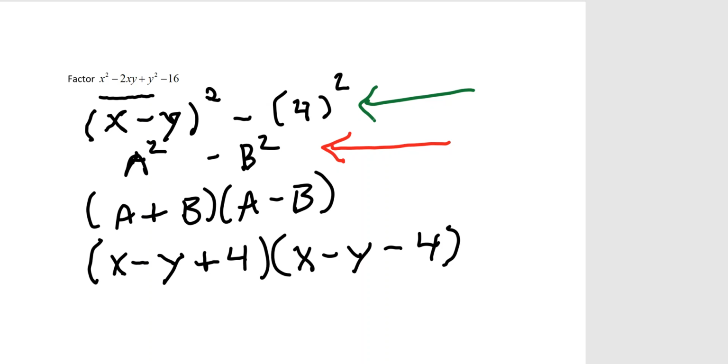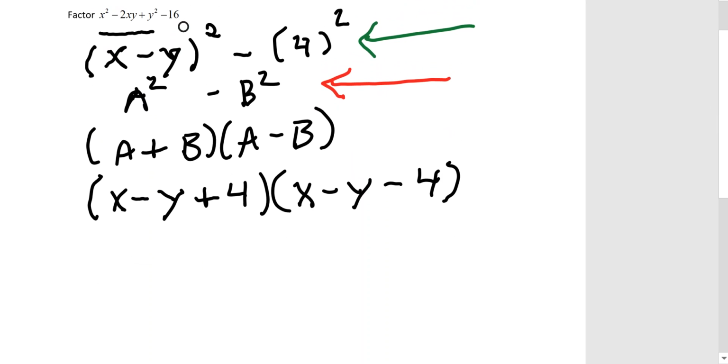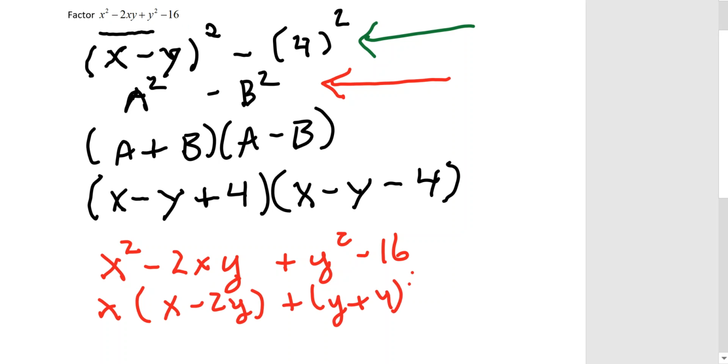Now, what would have happened if you didn't see this? You're probably asking the question, I never would have seen that. Well, perhaps you could have tried something as follows. You could have grouped differently. For example, you could have grouped x squared minus 2xy together, and then y squared minus 16. And then you would have said, okay, I can take out an x. This would be x times (x minus 2y). And this becomes (y plus 4) times (y minus 4).